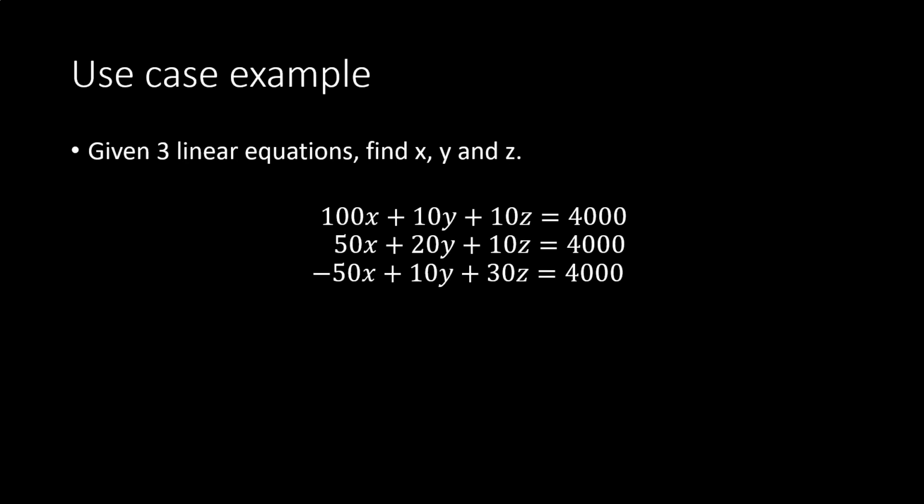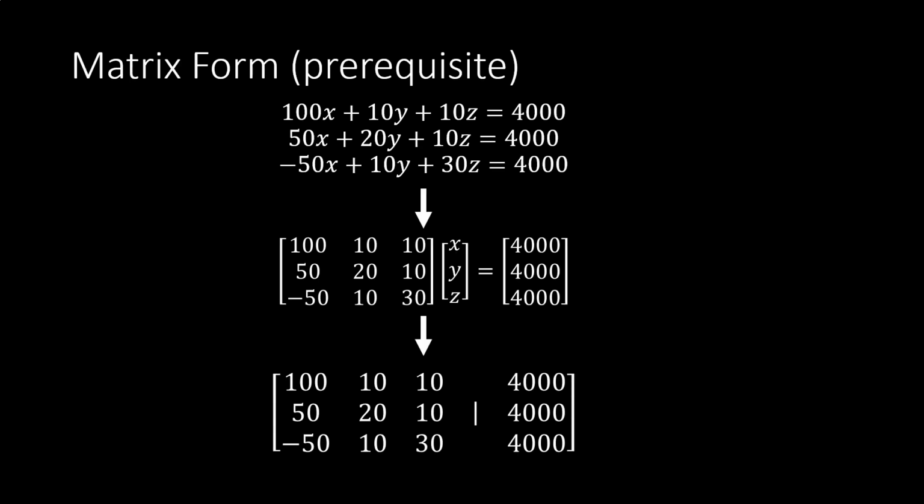So let's take a use case example. You're given three linear equations and you're asked to find x, y, and z. How do you do this using Gaussian elimination? Well, first of all, you need to know some prerequisites. First of all, you need to know about matrix form.